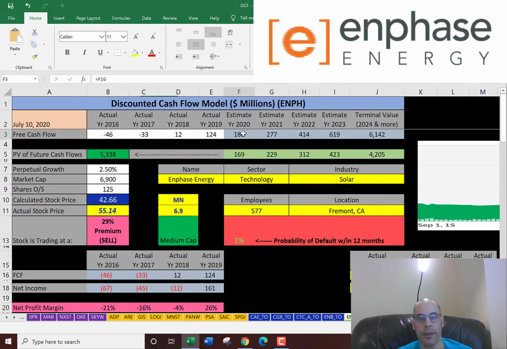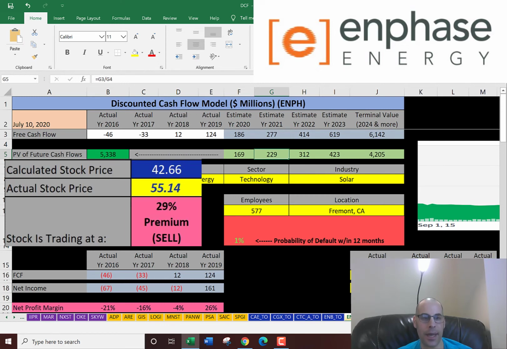So we estimated 4 years of future free cash flows, and this estimation is based off of prior financial information. We also estimated terminal value, which is all years past year 4. We discounted those numbers back to today using the weighted average cost of capital. And we get a value of the company of $5 billion. We divide that number by 125 million shares, and we get a calculated intrinsic stock price of $43. So that's what the model is saying the stock is actually worth today. But it's trading at $55, so it's trading at a 29% premium. So it's a sell, according to the model.